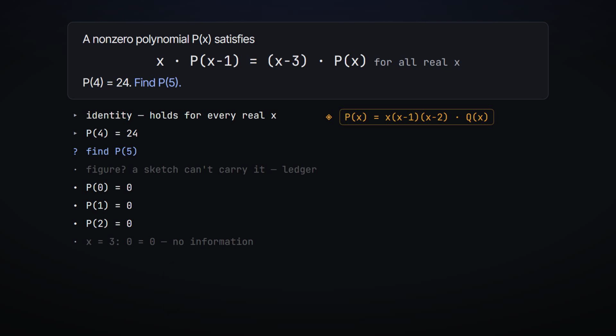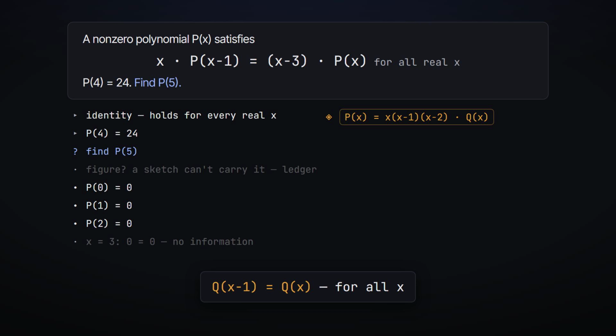I don't know yet what this buys me, but the identity is the only tool I have, so put p back in. The left unfolds into x minus 1, x minus 2, x minus 3, times q of x minus 1. The right, the same 4 factors, times q of x. Cancel them. Allowed everywhere except 4 points, and 2 polynomials that agree everywhere else are the same polynomial. What survives? Q of x minus 1 equals q of x.